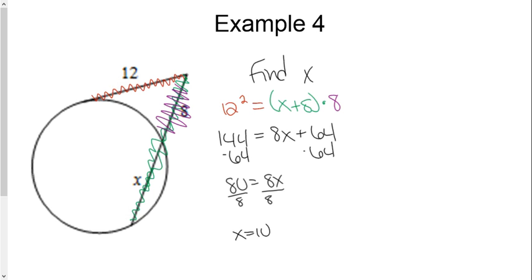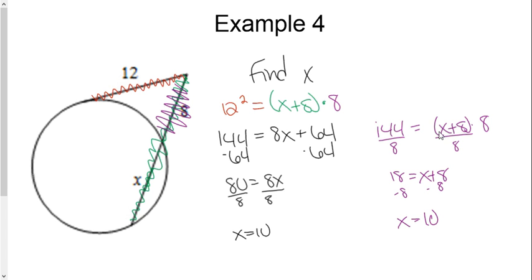Just to show you that it gets the same answer no matter which way you do it, if I had done it the other way, which is the way I did it first, without distributing, I would have gotten 144 is equal to x plus 8 times 8. Divide both sides by 8. And I get 18 equals x plus 8. And as you can see, when you subtract 8 from both sides, you also get that x is 10. So again, distribute, not distribute, doesn't matter. Be comfortable with it though, because there will be times when x is on the outside and you will have to distribute that.